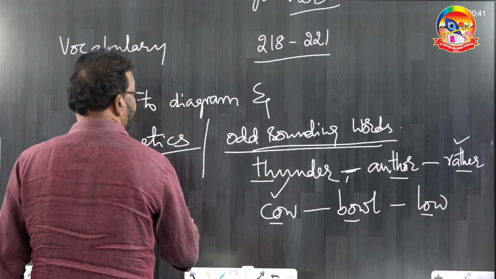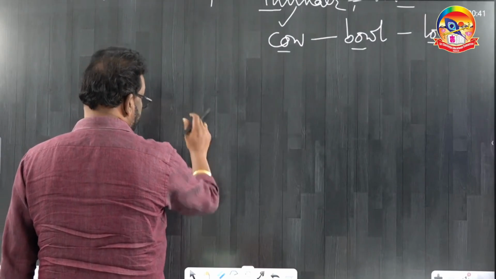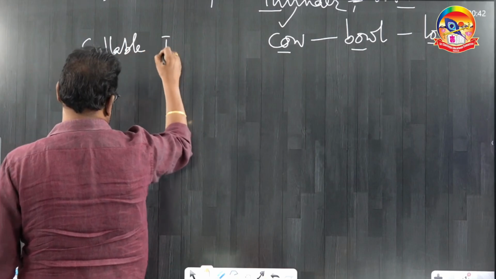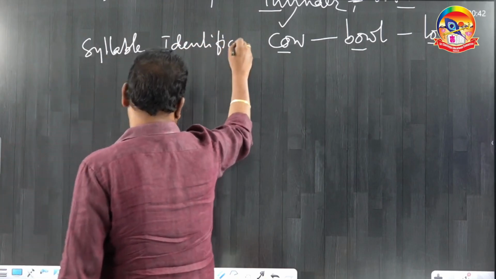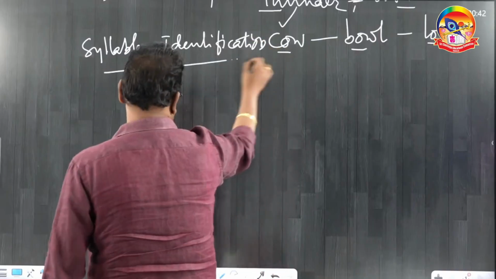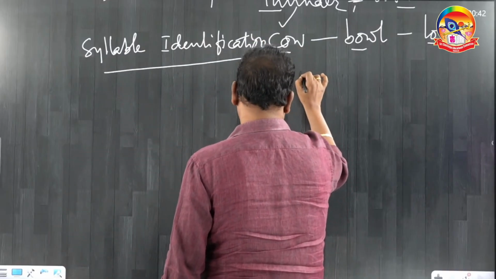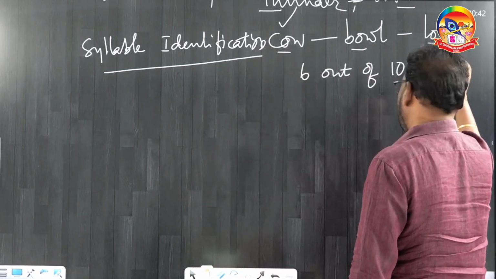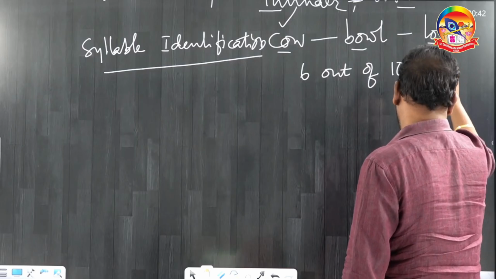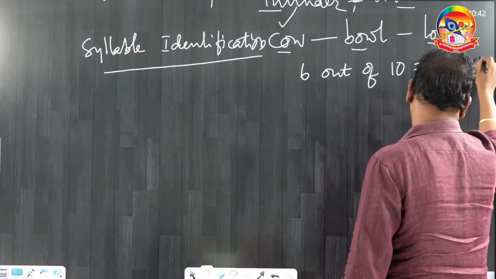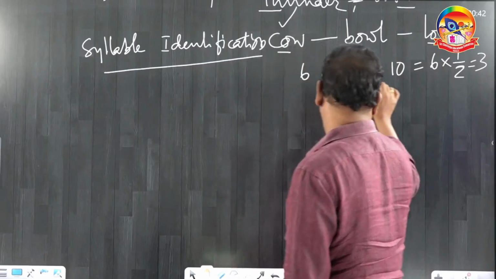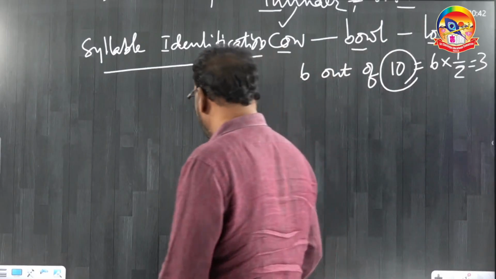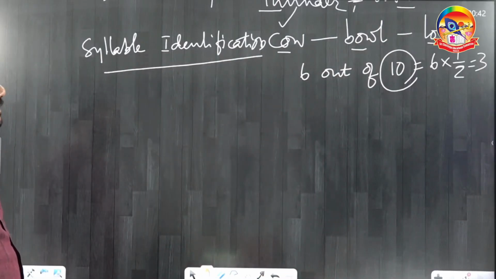And after that, syllable identification. You are given 10 words here, and of course 6 out of 10, and each word carries half mark, so 6 into half is 3 marks. But don't leave any word in choice. Attempt all those 10 words and write the number of syllables for all those 10 words.